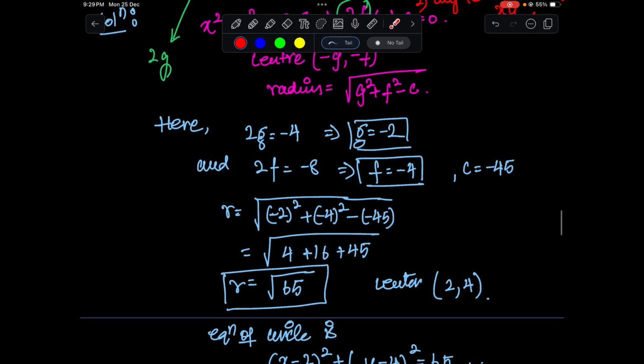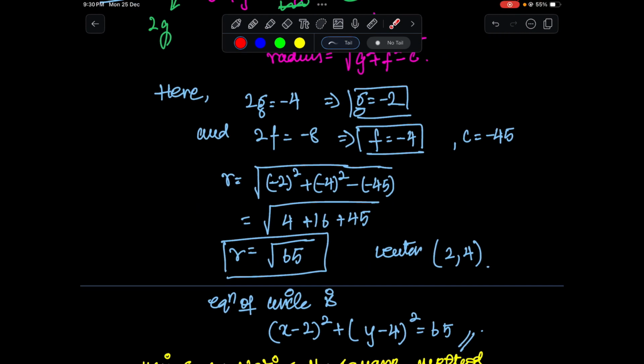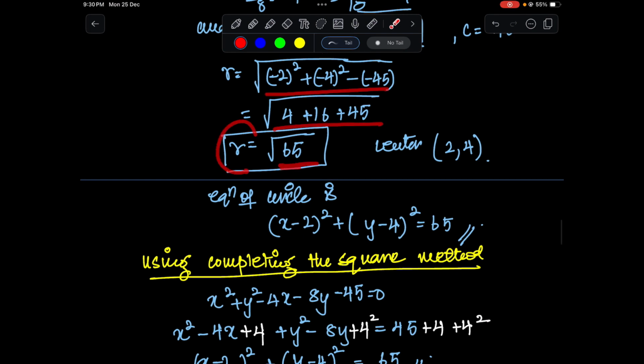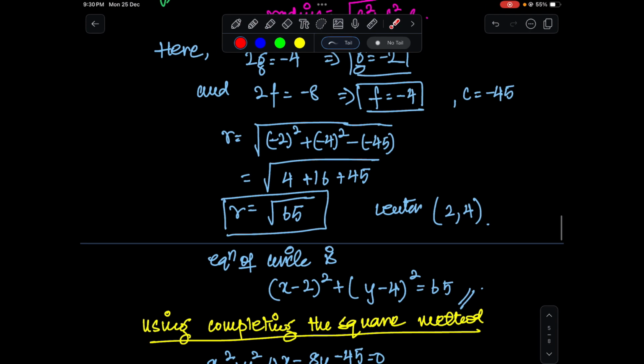And the radius is given by, so over here when you compare, c value is minus 45. So when you substitute into the square root of g square plus f square minus c, you will get root 65 as your radius. That's what is being asked. They're asking us to find the center and the radius of the circle. We got the center and we got the radius.